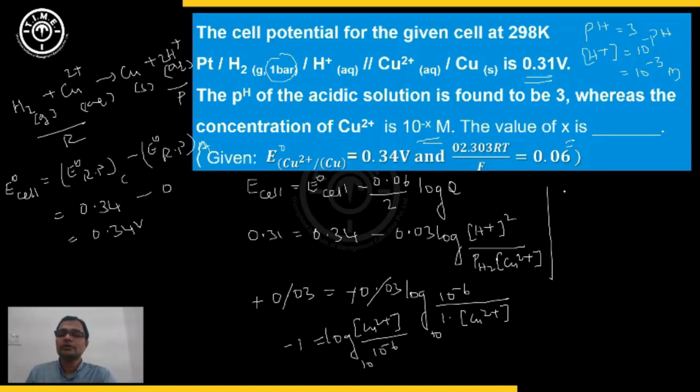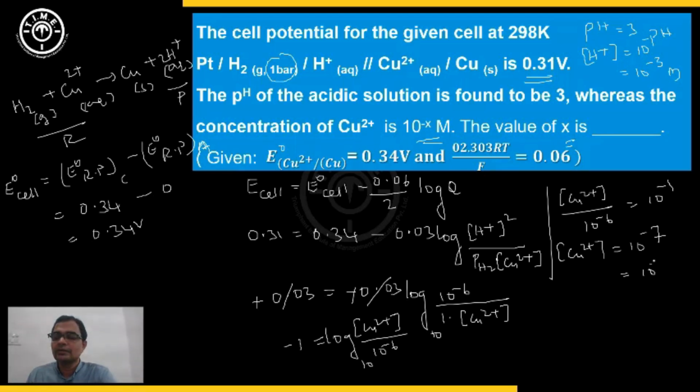So the Cu2+ ion concentration divided by 10 to the power of minus 6 is equal to 10 to the power of minus 1. So you will get the Cu2+ ion concentration equal to 10 to the power of minus 7. The Cu2+ ion concentration is given as 10 to the power of minus x molar. Therefore, x is equal to 7. So 7 is the answer.